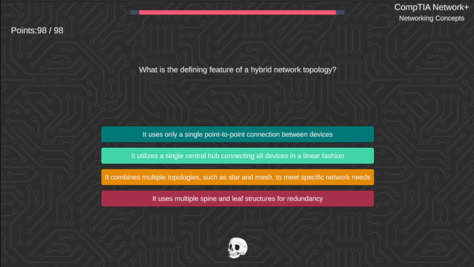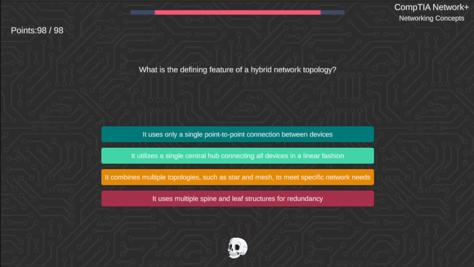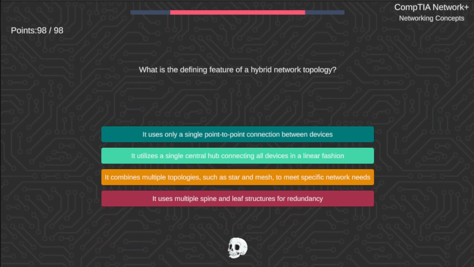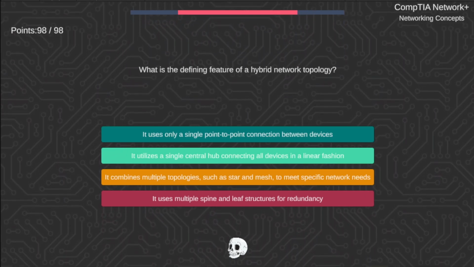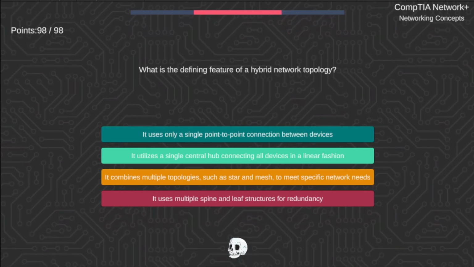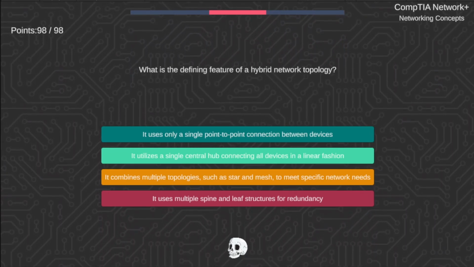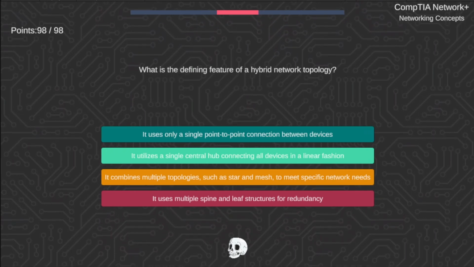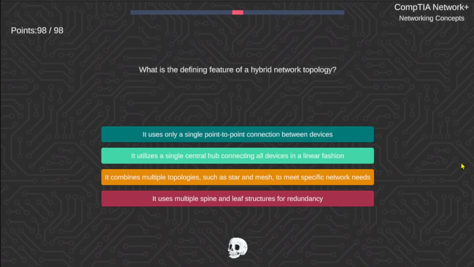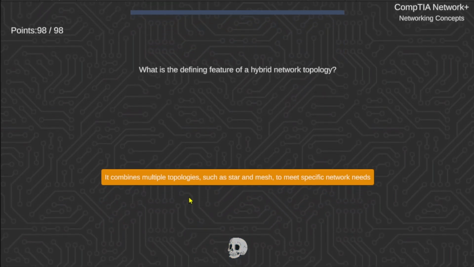What is the defining feature of a hybrid network topology? It uses only a single point-to-point connection between devices. It utilizes a single central hub connecting all devices in a linear fashion. It combines multiple topologies, such as star and mesh, to meet specific network needs, or it uses multiple spine and leaf structures for redundancy. A hybrid network topology. Correct answer is it combines multiple topologies, such as star and mesh, to meet specific network needs.